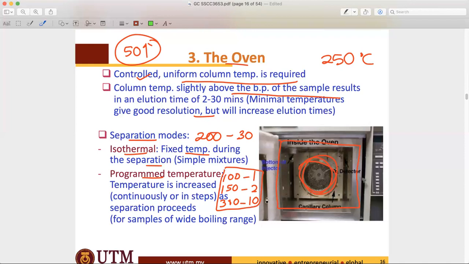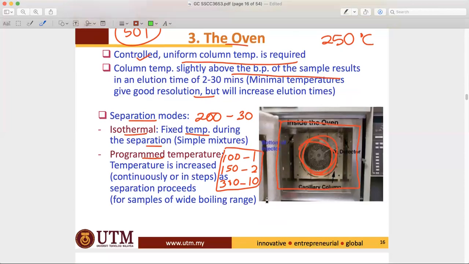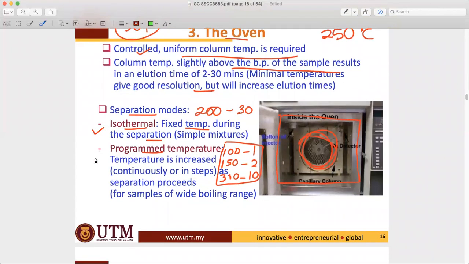Right. So basically, there are two separation modes that you need to know, which are isothermal and program temperature. Isothermal is a straight-away fixed temperature. For program temperature, you set the program to become whatever you want that fits your analysis.